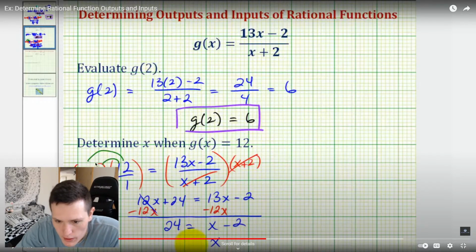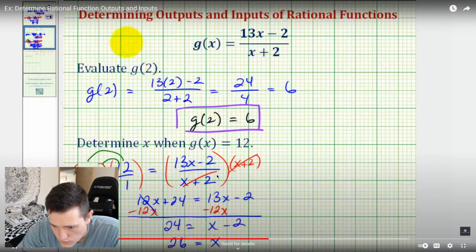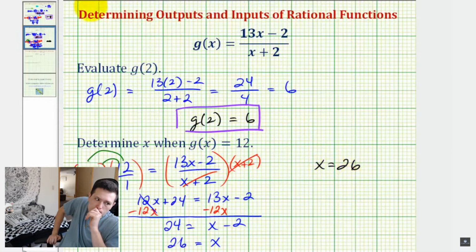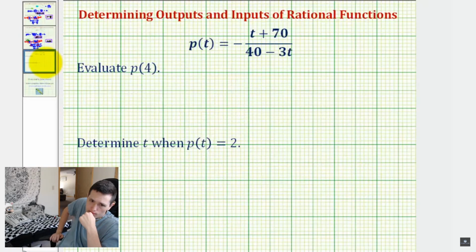This is what I'm confused about, this right here though. So 12x plus 24. Because you moved the 12x but you multiplied it, I don't understand that. x equals 26. You just add 2. So if g of x equals 12, x equals 26.